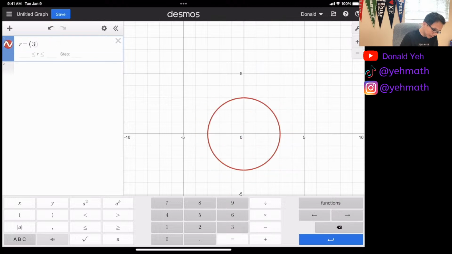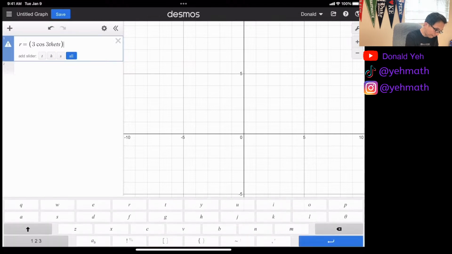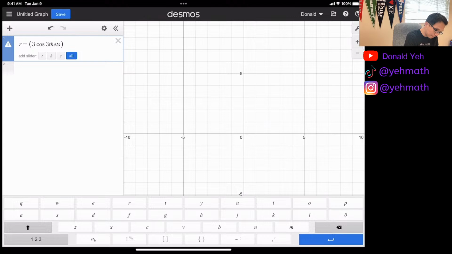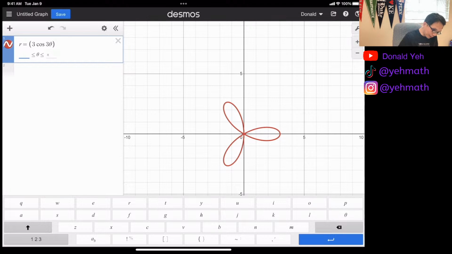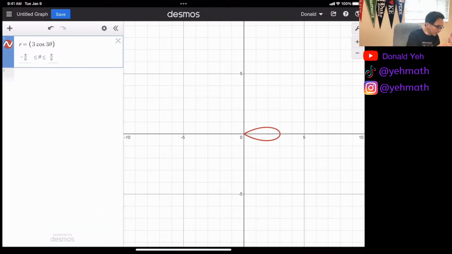r equals 3 cosine of 3 theta. You have to say theta with an A, not an S. Like that, okay? So I'm going to do negative pi over 6 to positive pi over 6. Okay, so that's one paddle. Very good. So we can find this area of one paddle, and we're going to show you how that area is formed.